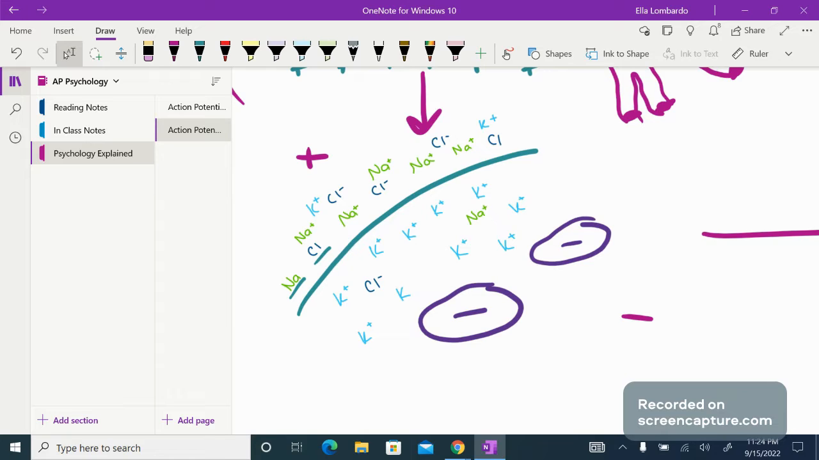We can see that positive outside is mostly sodium and chlorine. And then on the inside, we have mostly these potassium ions. But on the inside, we also have these larger proteins that are negative. So these larger proteins right here are what really make the inside of a neuron negative.